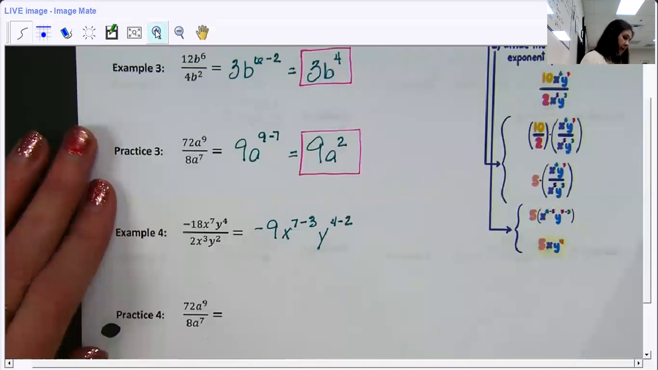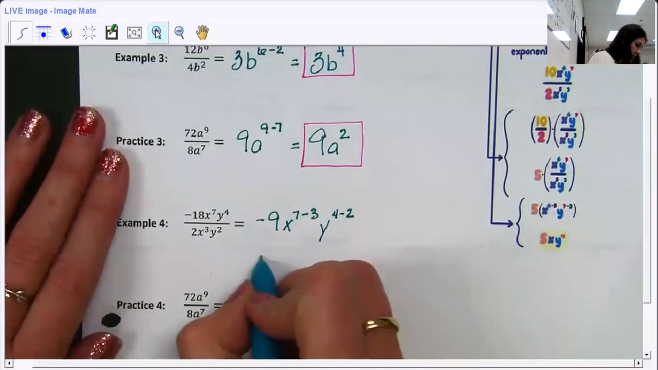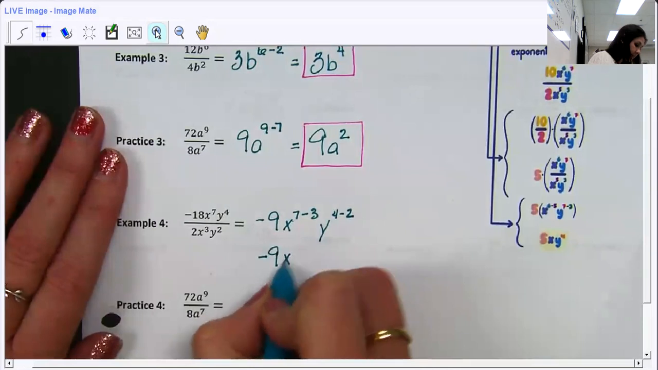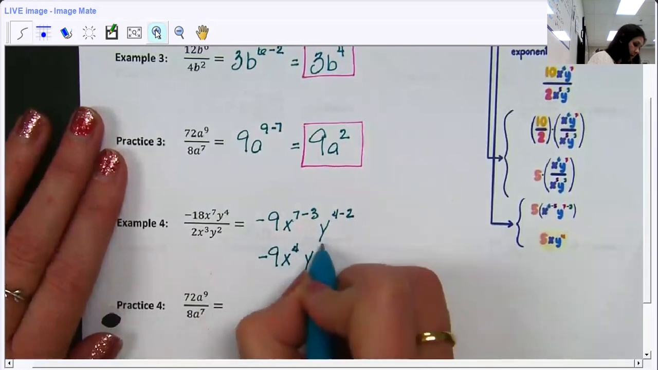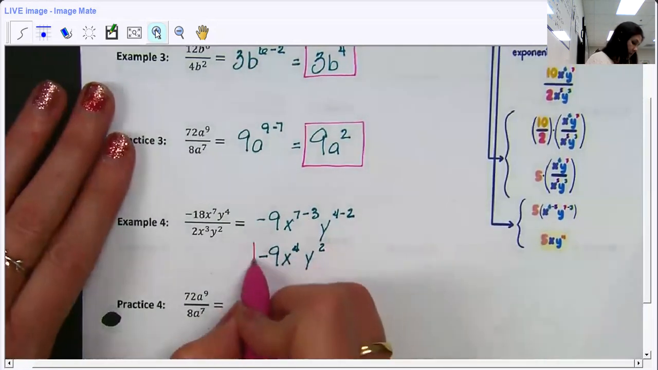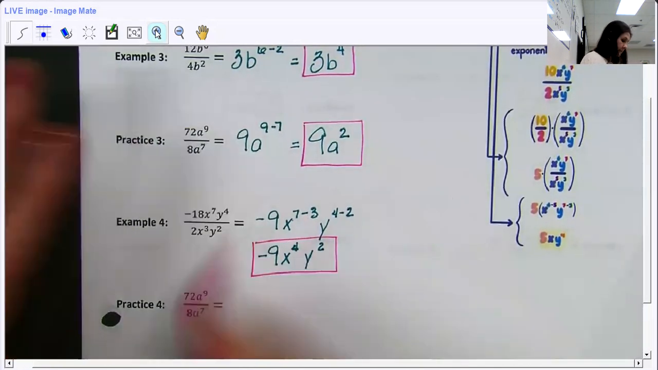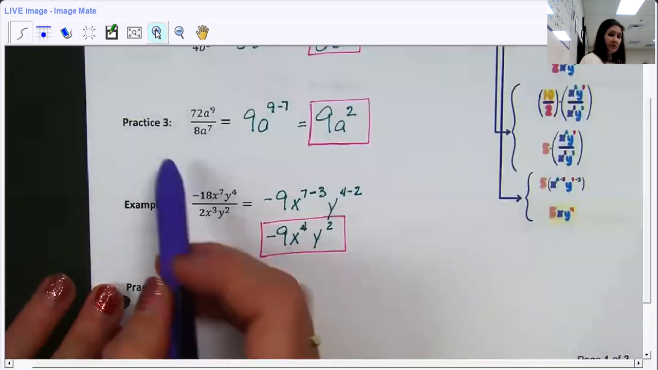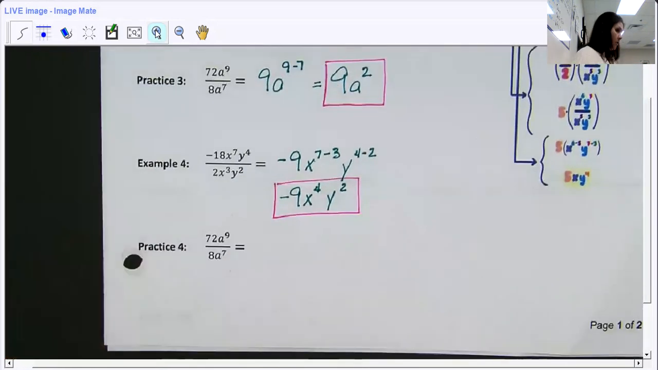Okay, so in finishing up this one, I'm going to write it as 9, x to the power of 4, y to the power of 2. And that is my final answer for this one. Now you will see this one, practice 4, is the same as practice 3. That was just an error on my part. I made a couple of them on this worksheet, but we will fix them together.